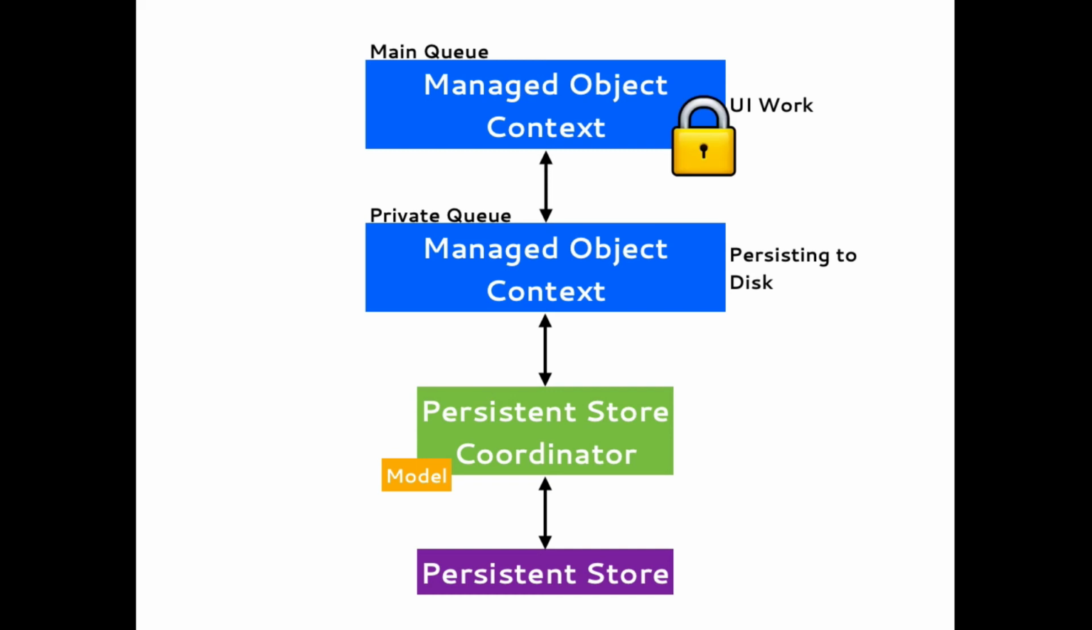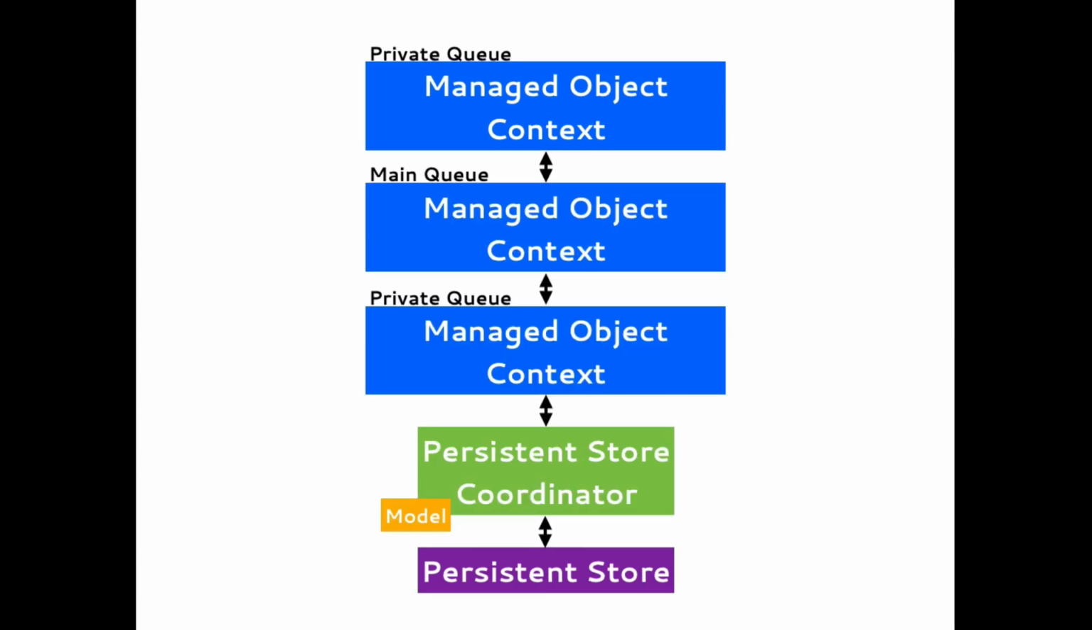But you still have that same problem that when you're doing work on that main queue, you're going to be blocking the UI. And then also, you have the problem that all objects are serialized through the persistent store coordinator. So it's going to block there as well. So we can add another level of complexity to this and throw in another managed object context. And so now we've got a private queue on top of a main queue on top of a private queue, finally to the persistent store coordinator, and then to the persistent store.